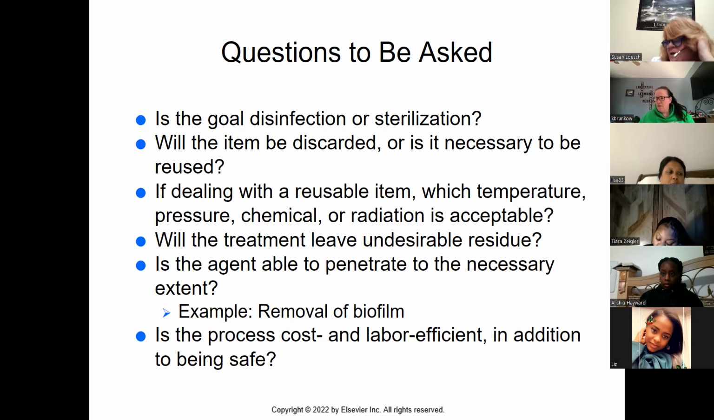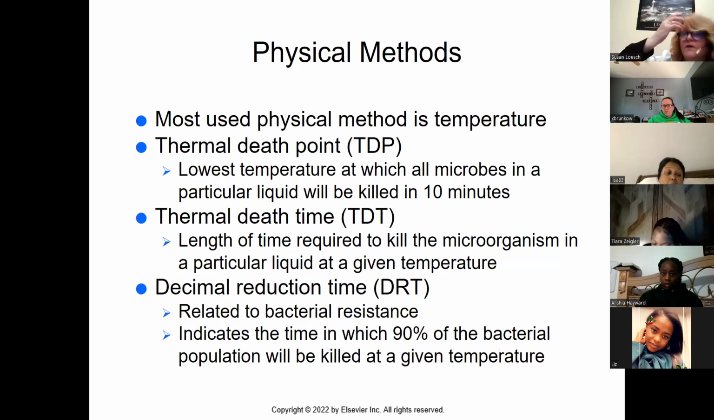Is the agent able to penetrate to the necessary extent? That is, removal of the biofilm. So can it penetrate all the way through? Because the biofilm is going to be resistant to whatever agent you're applying. So are you able to get all the way through there? So now we're talking about physical methods.